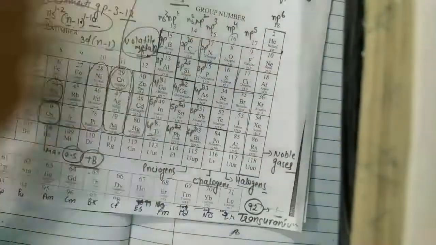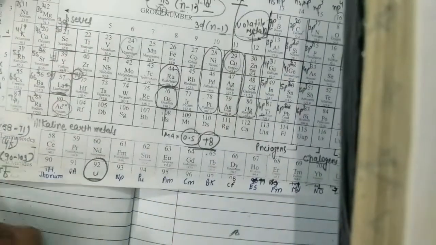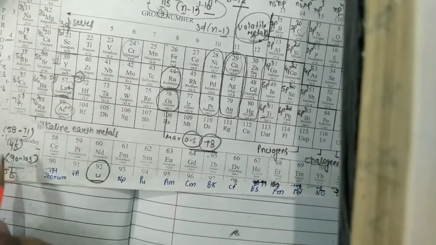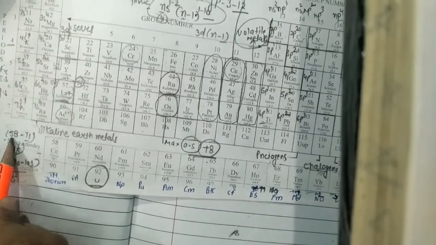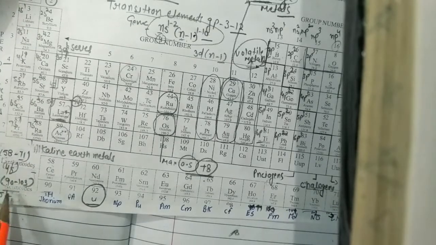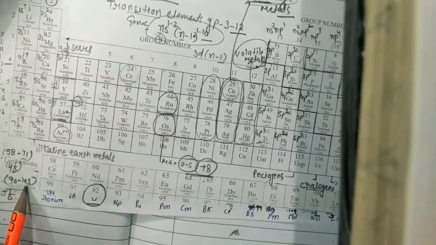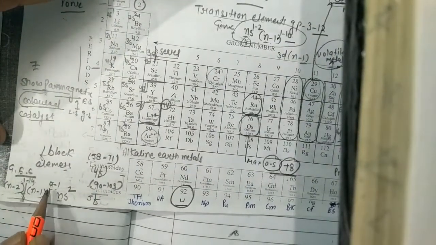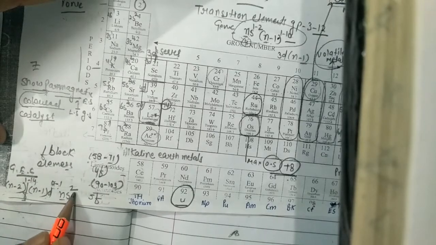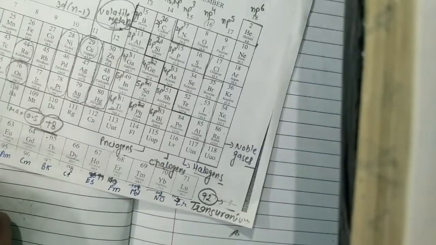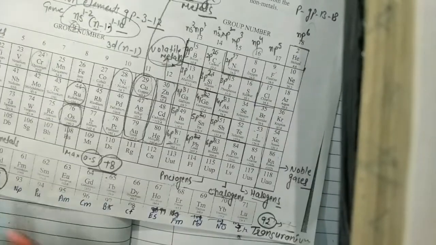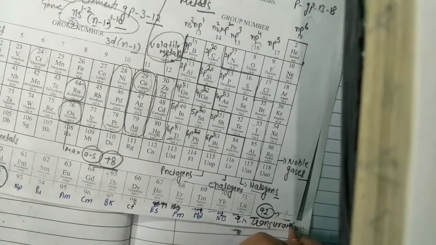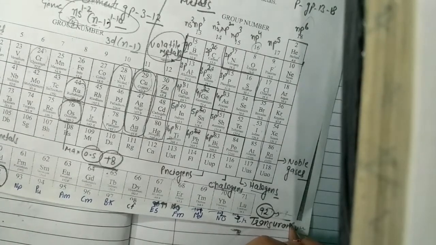Now, this is about our periodic table. Today we discussed the f block elements, the two series called lanthanoid and actinoid. The lanthanoids range from 58 to 71 and the actinoids from 90 to 103. The general electronic configuration is (n-2)f, (n-1)d 0 to 1 and ns2. Uranium has atomic number 92, and all elements after uranium are called transuranium elements. Clear?